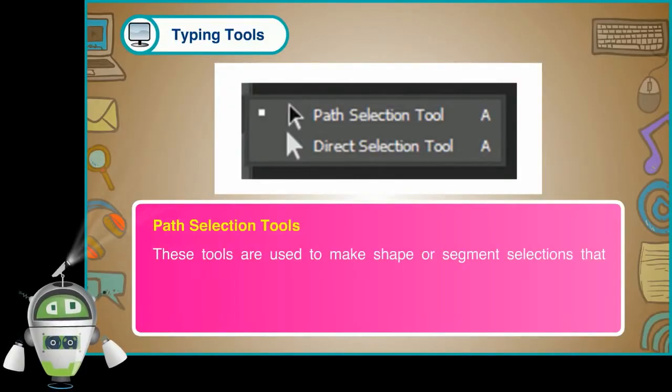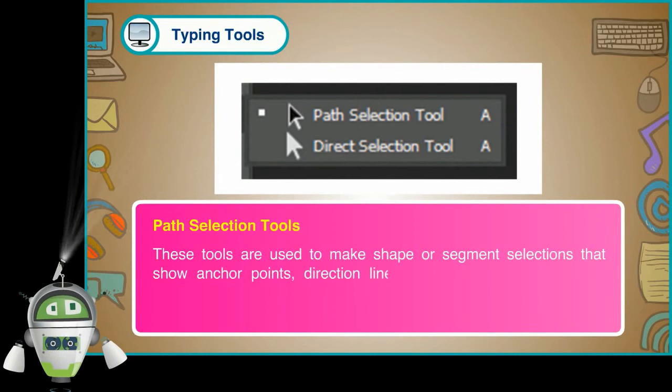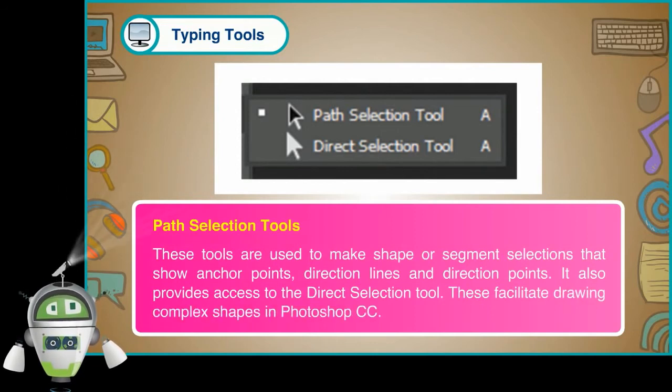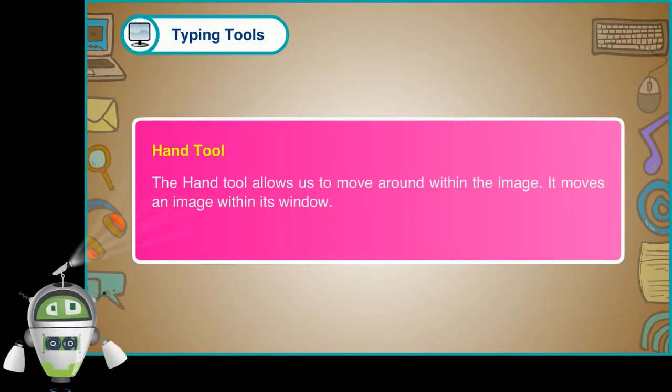To apply layer effects, the steps are as follows. Step 1. Select a layer from the Layers panel. Step 2. An option called the Layer Styles is present at the bottom of the Layers panel. Click on it and select an effect from the list.